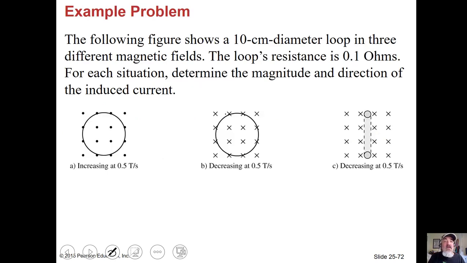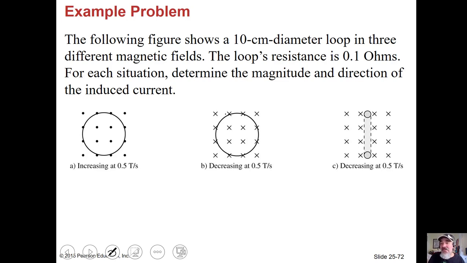Here's a little example. The following figure shows a 10 centimeter loop in 3 different magnetic fields. The loop's resistance is 0.1 ohms. For each situation, determine the magnitude and direction of the induced EMF. Let's take a look. The first one: the magnetic field is out at us and it's increasing. The second one: it's in and decreasing at the same rate. And the third one, there is actually no magnetic flux.